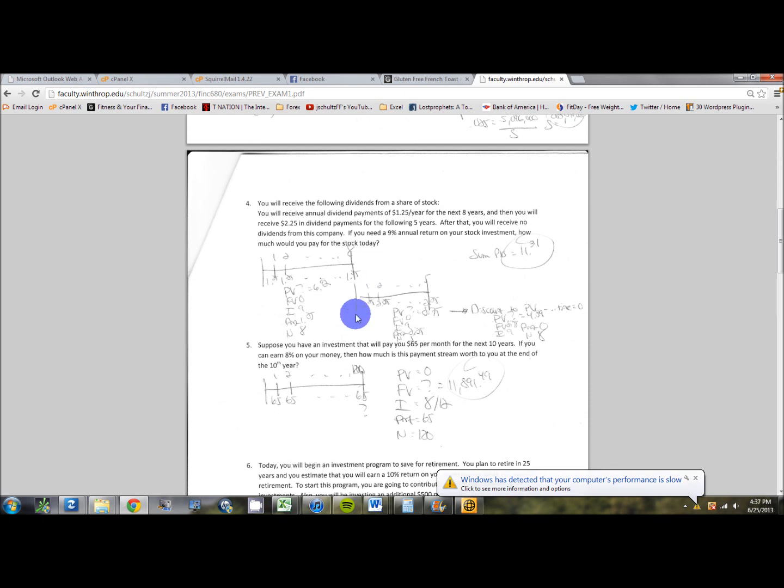So this 8.75 belongs here, the period before the first $2.25 payment is collected. Obviously that's not today, that's 8 years from now. So we've got to bring that back here. Hopefully this was helpful for you guys in solving this problem.